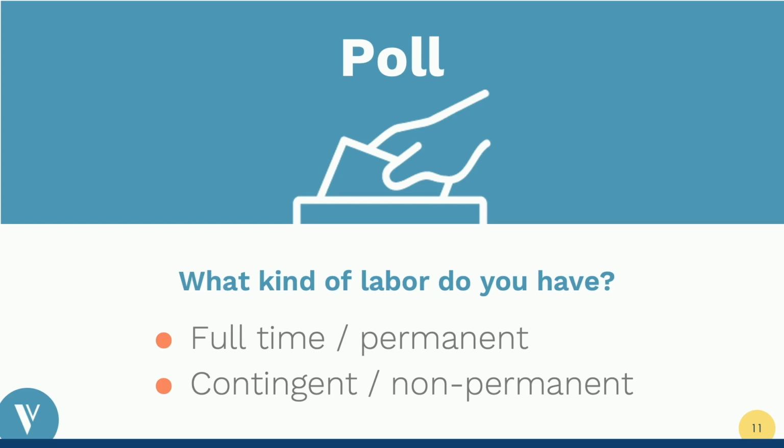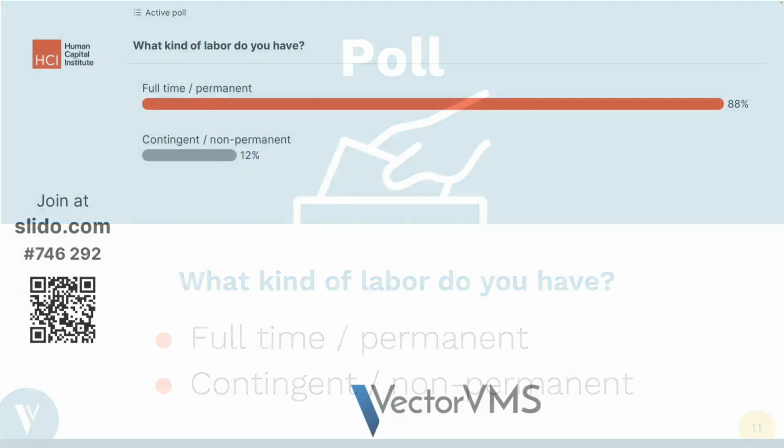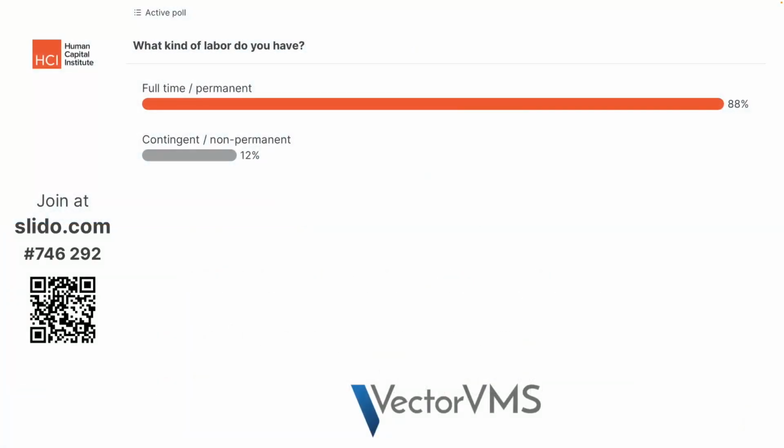We do want to understand who we have on the call today. So we do have a quick poll. We'd like to understand what kind of labor you have today. What kind of labor are you managing? Is it full-time permanent or is it contingent non-permanent? Okay, so it looks like on the phone, we're looking at 88% full-time permanent and about 17% contingent or non-permanent. Okay, so we have a good mix on the phone.